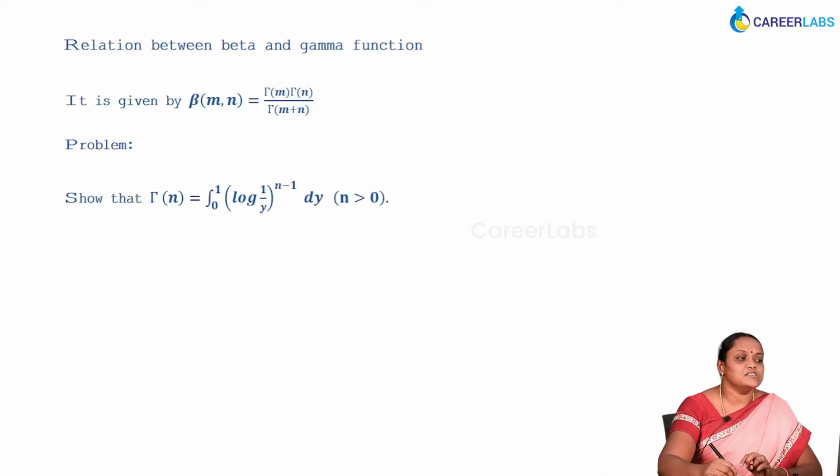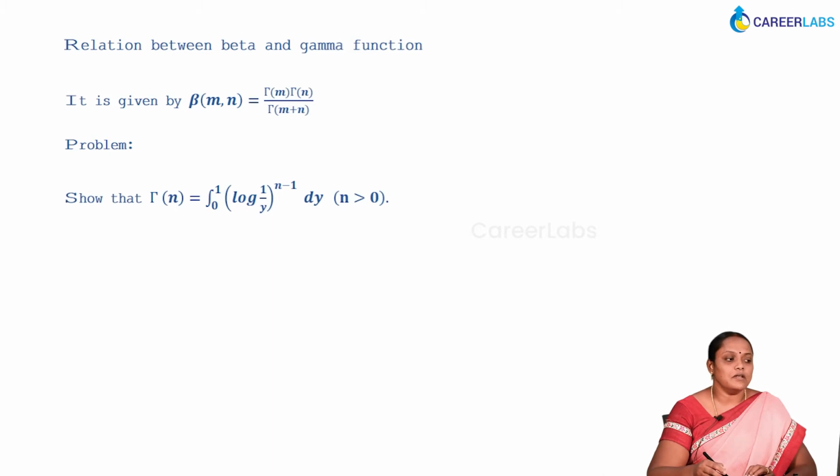Then the relation between beta and gamma functions is given by beta of m comma n is equal to gamma m into gamma n divided by gamma of m plus n. Now let us solve a problem. We are supposed to show that gamma n is equal to integral 0 to 1 log of 1 by y to the power n minus 1 into dy for n greater than 0.